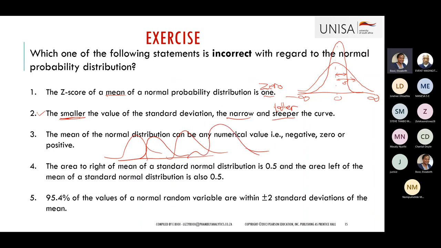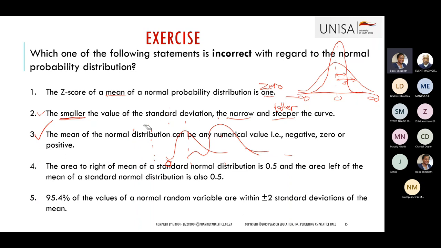I told you that I don't know how to draw, so mind my curves, the way they look, but I've tried. So it can move even if here is your 0. So we can have the mean there, the mean there, the mean there, the mean there as well, because the smaller the mean value, the mean value can take any value, because it can take any value from negative infinity to positive infinity. So that is also correct.